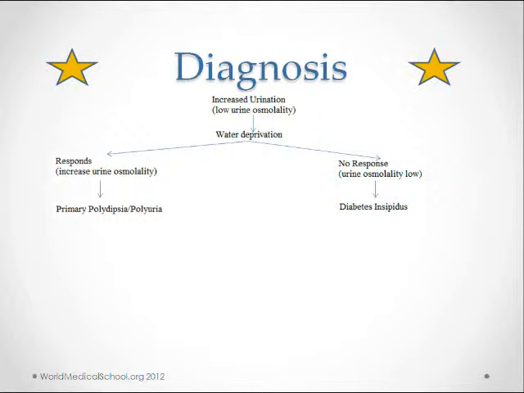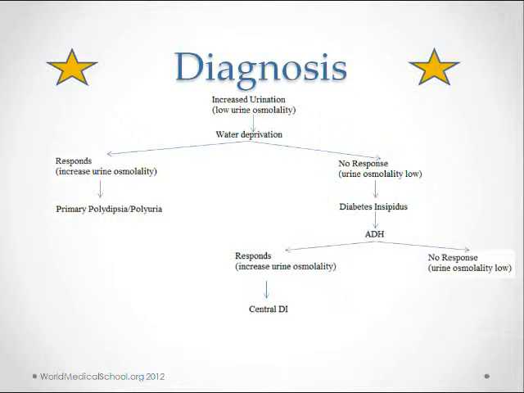Now, in order to differentiate between central versus nephrogenic, you would give them antidiuretic hormone. If the kidney responds by increasing urine osmolarity, it means there was a deficiency of ADH. So the diagnosis is central diabetes insipidus. And if the kidney does not respond and the urine osmolarity is low, the diagnosis is nephrogenic diabetes insipidus.